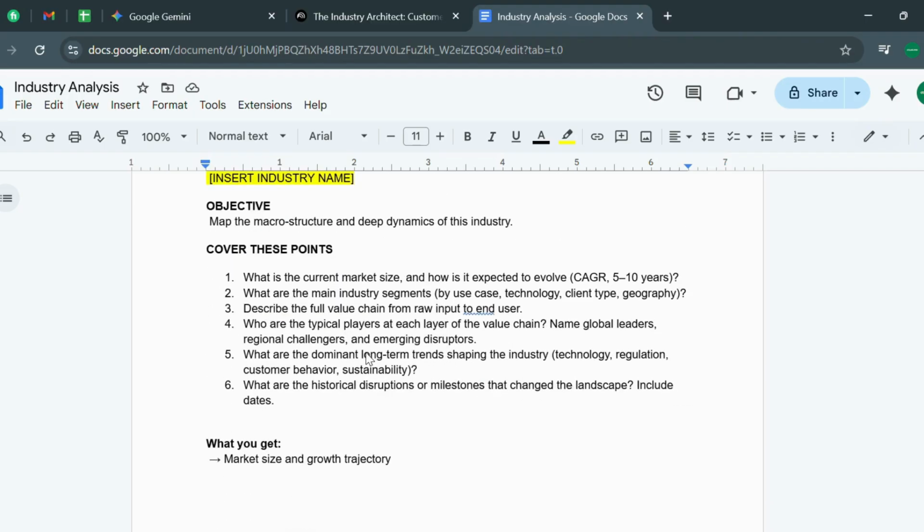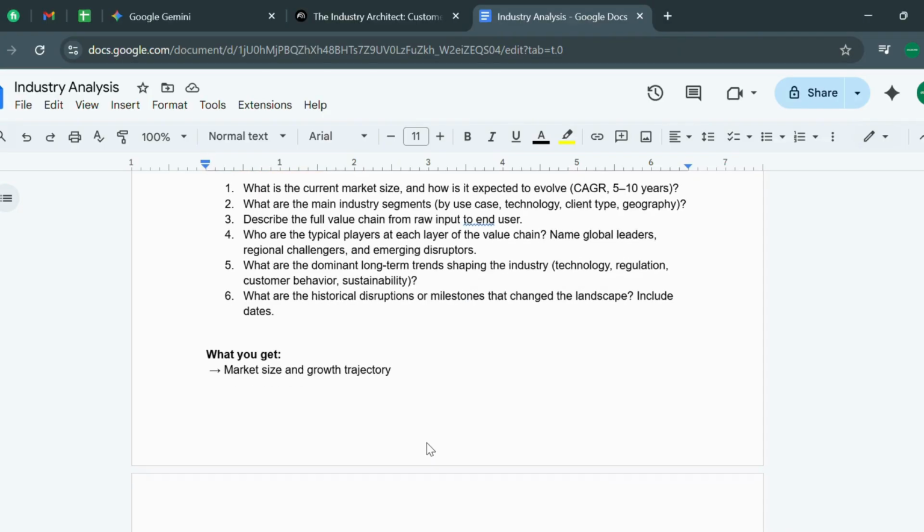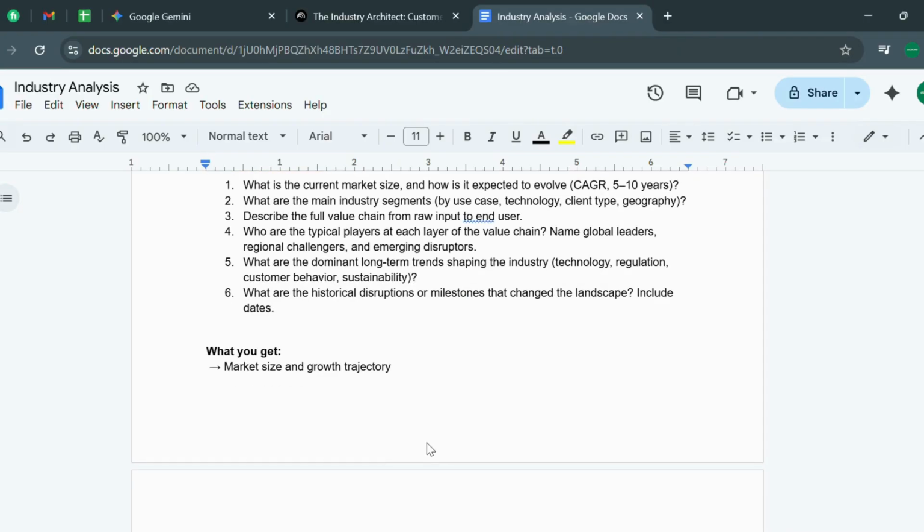We're going to be putting this question: what is the current market size and how is it expected to evolve? What are the main industry segments? Describe the full value chain from raw inputs to end user. Who are the typical players at each layer? What are the dominant long term trends shaping the industry? What are the historical disruptions or milestones that changed the landscape?